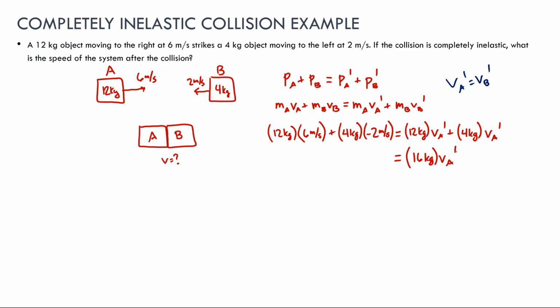On the left-hand side then, what I'm going to get is 12 times 6 plus 4 times negative 2, so that ends up being 64 kilogram meters per second, which means if I just divide that by 16, I end up getting VA prime, which is going to be 4 meters per second.